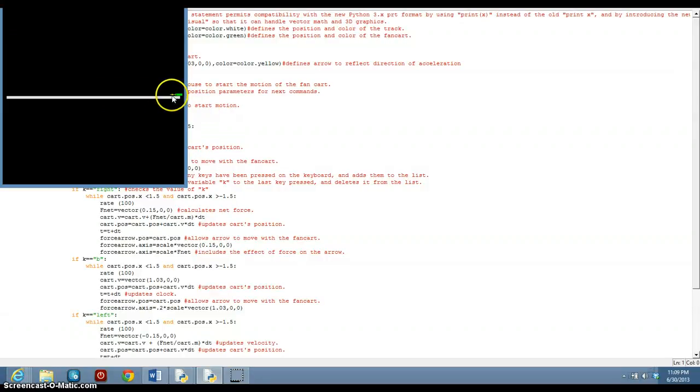And here you can see I changed the direction of the arrow. I was able to, using the left arrow key, change the direction of the force. So as it started, it was going this way, and then I hit it about here, and it slowed down and started to head this way. So that was very interesting.